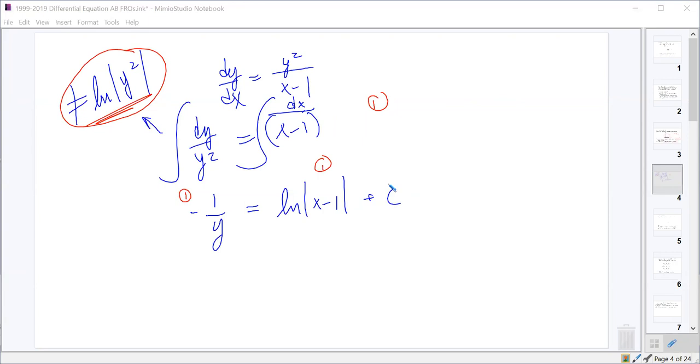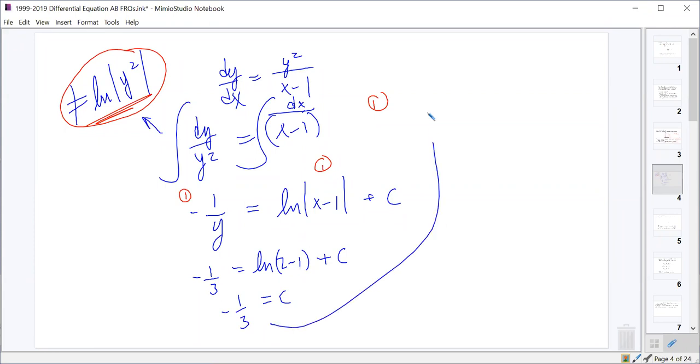But then you also need to go through and you need to use your initial condition. And what was the initial condition there? Was it 2, 3? Or was it 3, 2? I don't remember. It was 2, 3? Okay, so we'll plug in 3 for y and 2 for x. Natural log of 1 is 0, so that's just your constant is -1/3. And so from there, that's your 4th point, successfully plugging in your initial condition to get your constant.